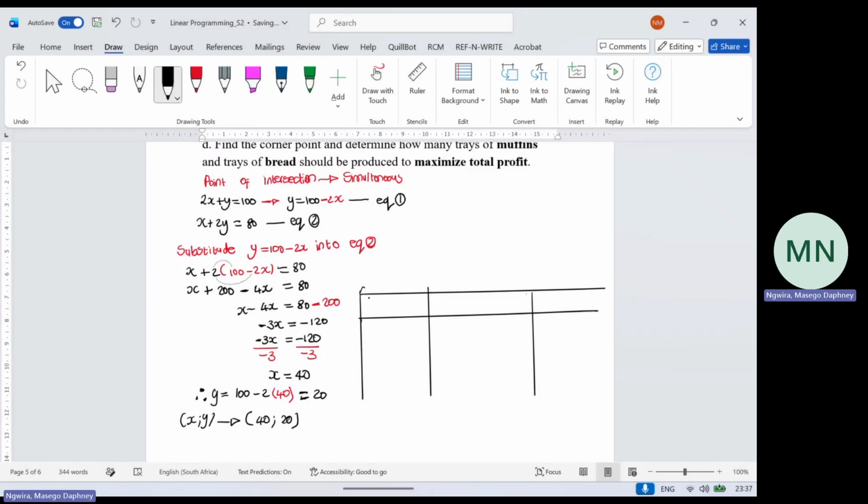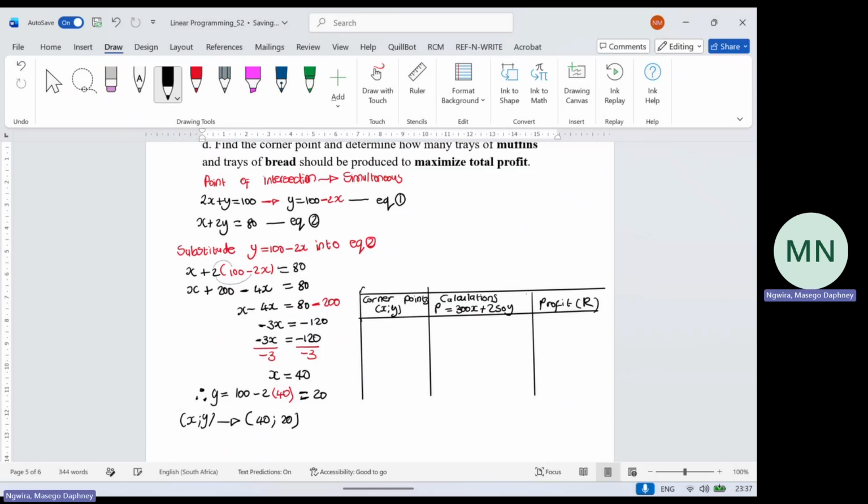Okay, so this is the corner point. The corner point, we always write it as xy. Corner points, that's 4 points, okay? And then this is calculations. Calculations, we use the formula for profit, which is profit is equal to 300x plus 250y. Okay, and then we have our profit in rands.